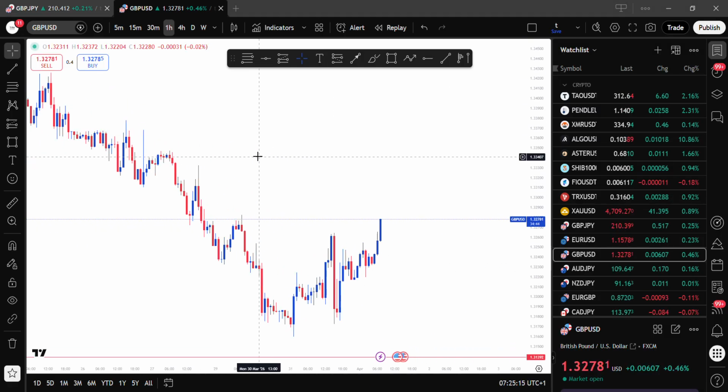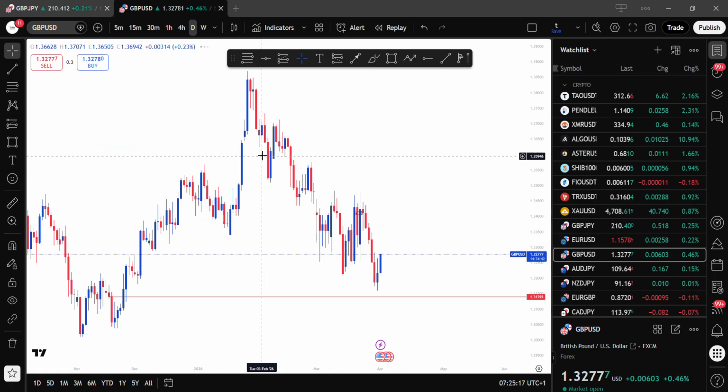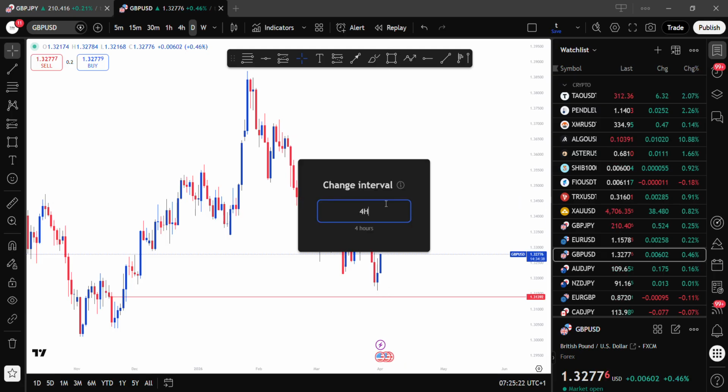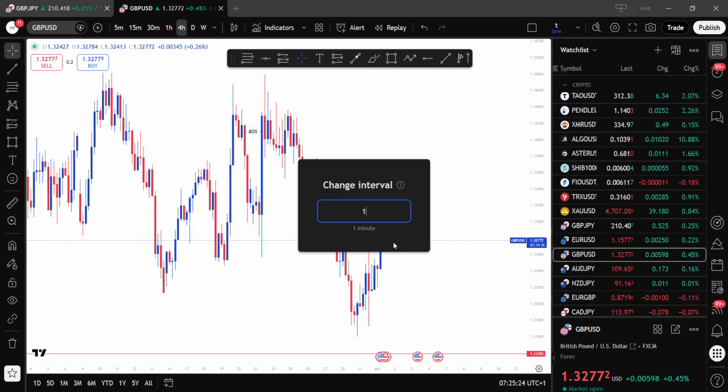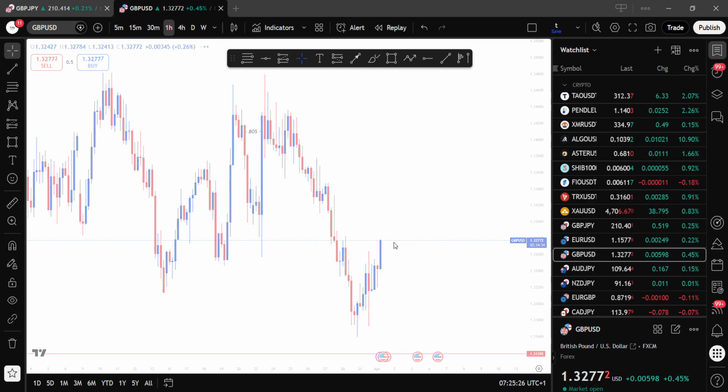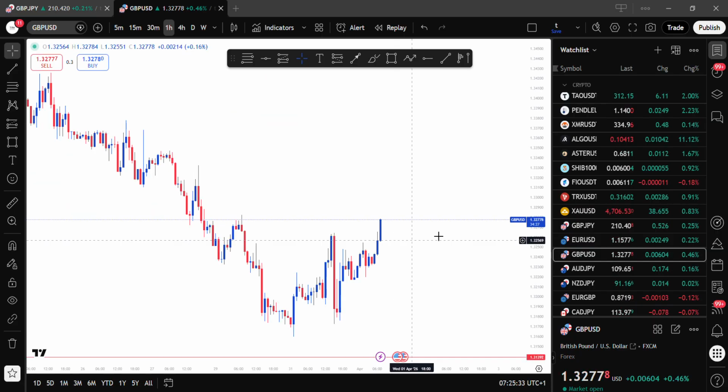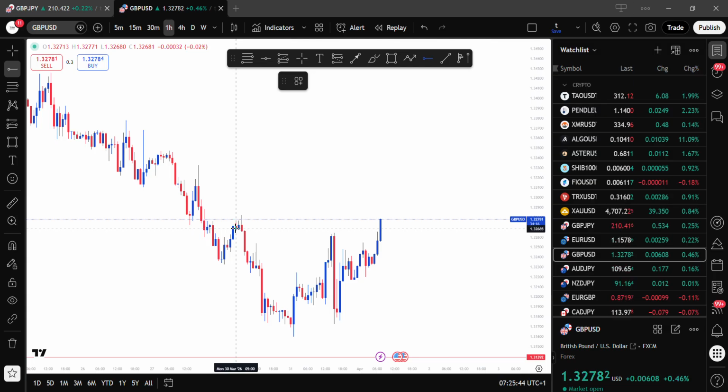On GBP USD, on the daily time frame, you see market has been selling the whole time, selling to this point, then a buy will start happening. Let's see the 4 hours. There's no buy yet. 1 hour as well, there's no buy happening yet. But there are buys happening to this point. Then a sell should take place from here.